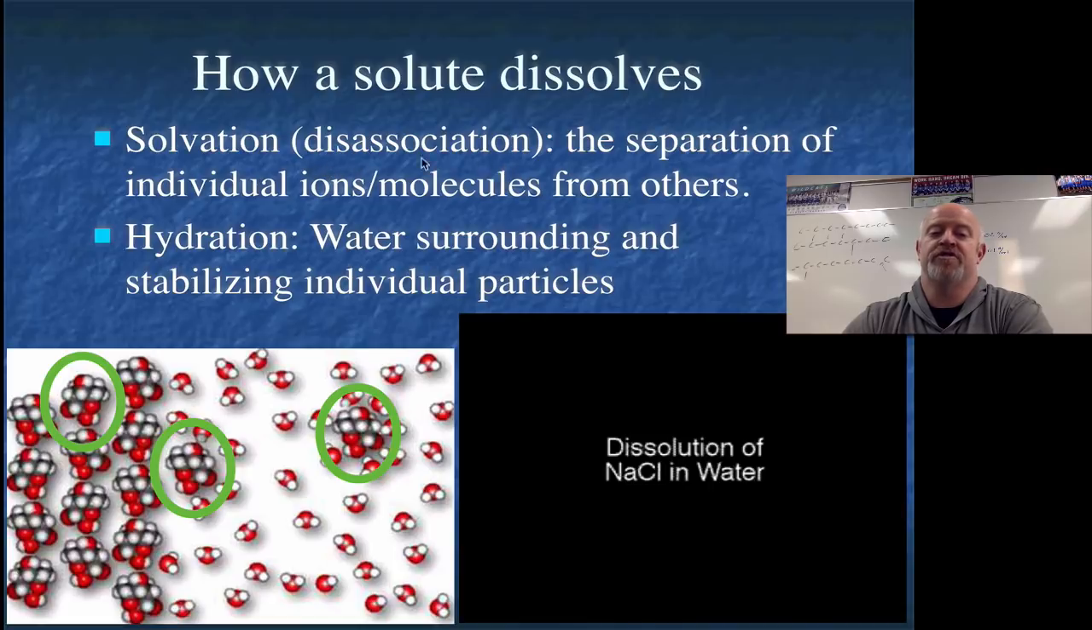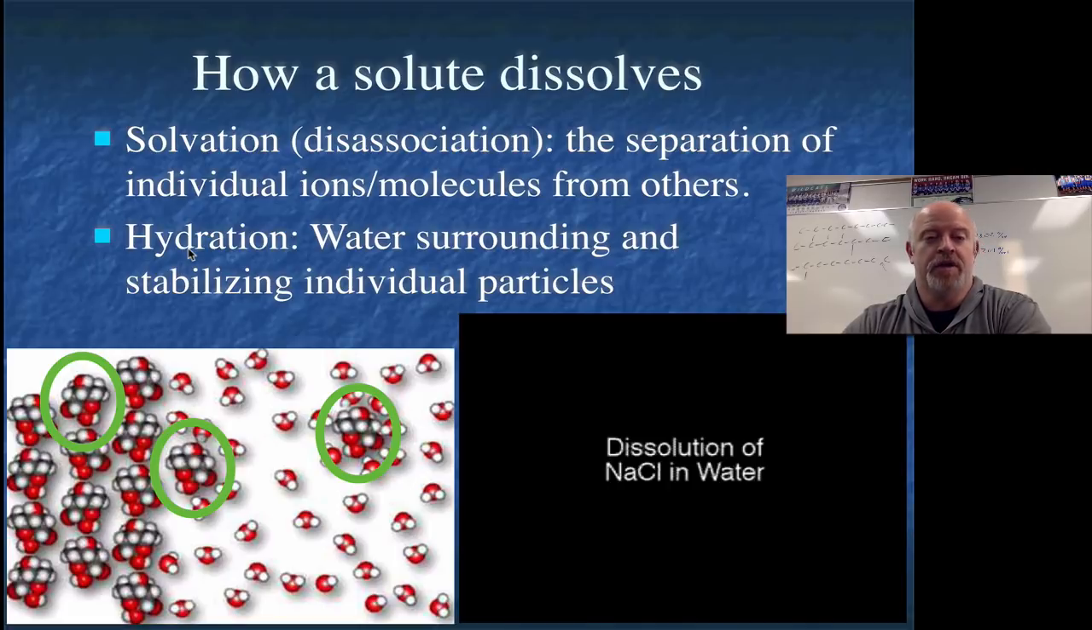Now, if you disassociate yourself from somebody, that means you separate yourself from somebody. So maybe you have a girlfriend or a boyfriend or a significant other, and you no longer want to be with them. So you're going to disassociate yourself from them, or separate yourself from them, okay? Solvation is just a fancier word for that. Now, what happens is, in this case, the first step is you break apart. And then once you break apart, you go down to step number two, which is called hydration.